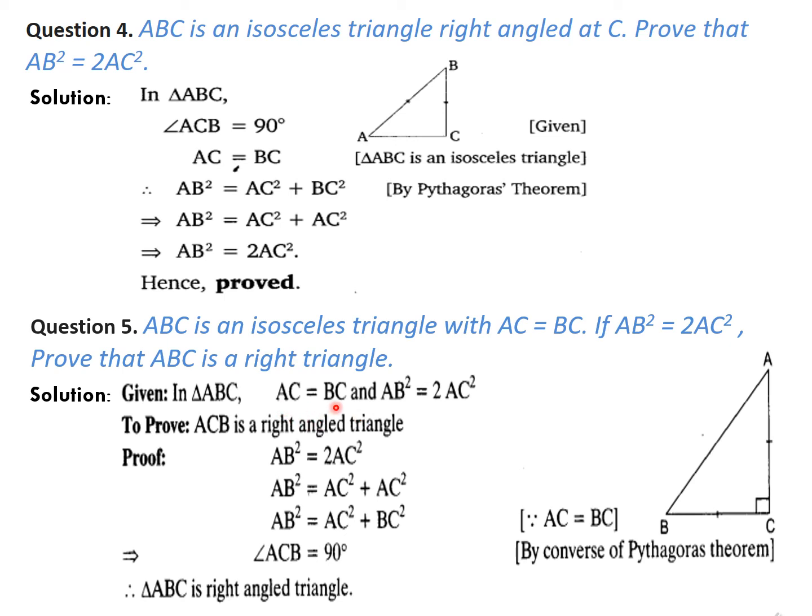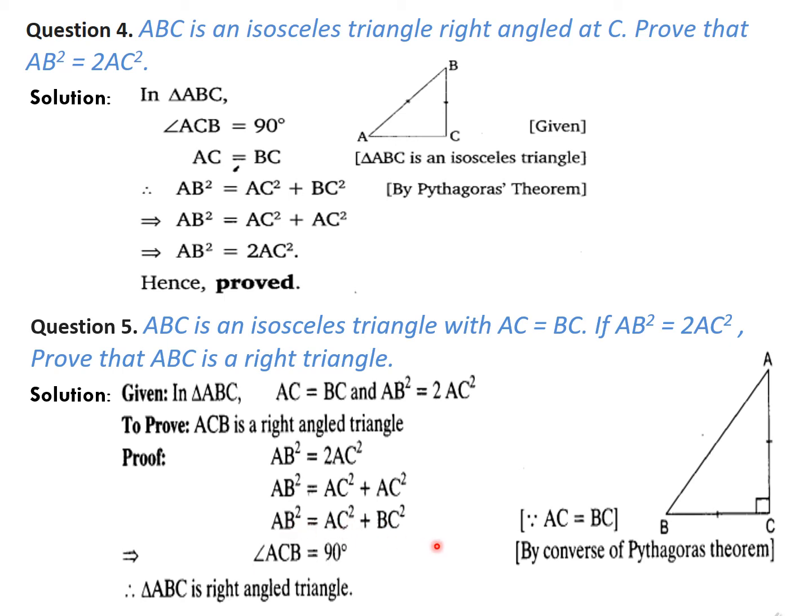We have in triangle ABC, AC is equal to BC and AB square is equal to twice of AC square. Now, since AB square equals twice of AC square, we can break twice of AC square into AC square plus AC square. Now we'll take any one of these AC squares and substitute it by the term BC, since AC is equal to BC, which is already given. So AB square is equal to AC square plus BC square. We are just transforming one of them.